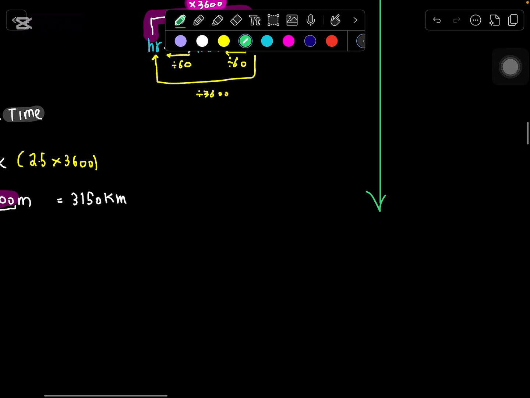If I were to divide the velocity by time, I'll get acceleration.